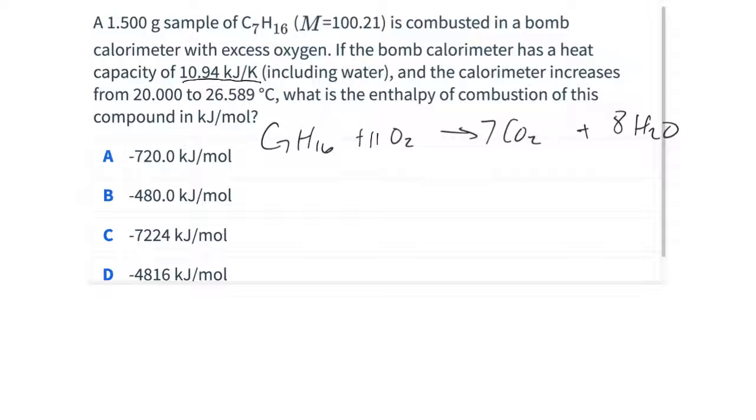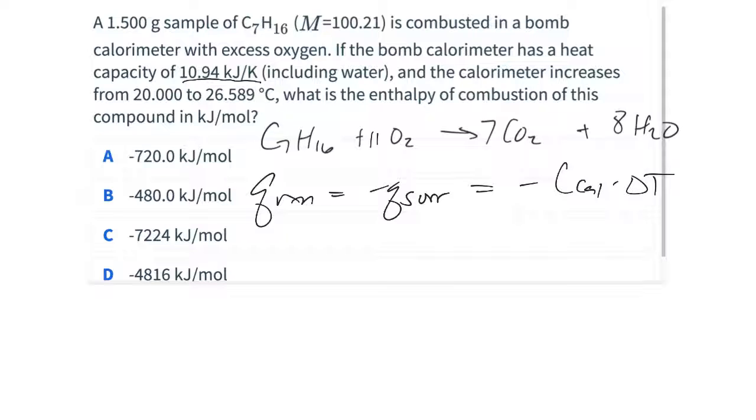So you might have pictured on the previous slide, we had the bomb being surrounded by water. We don't need to know how much water there was. All we need to know is what the heat capacity of the calorimeter is. Because all we're relying on is that Q reaction is the negative Q of its surroundings. And then the surroundings is this entire object of the calorimeter.